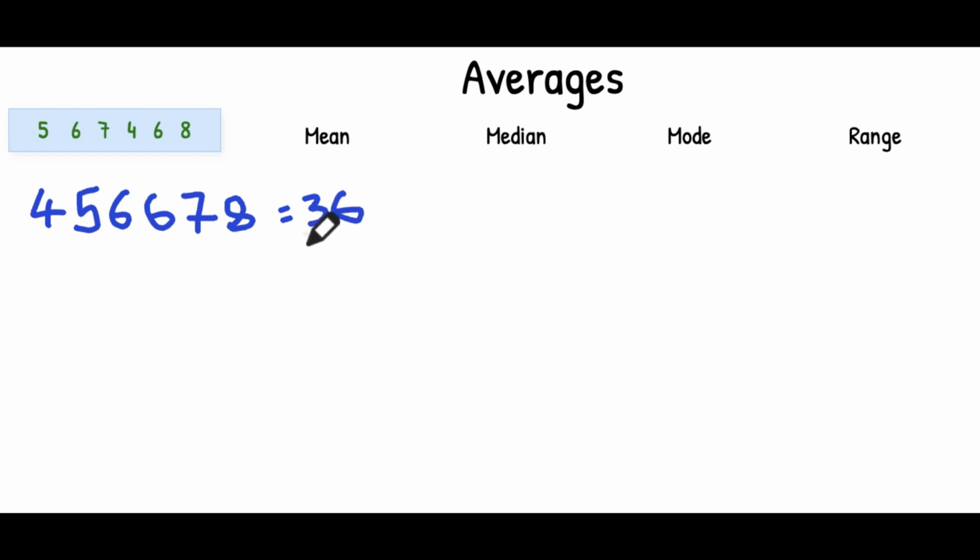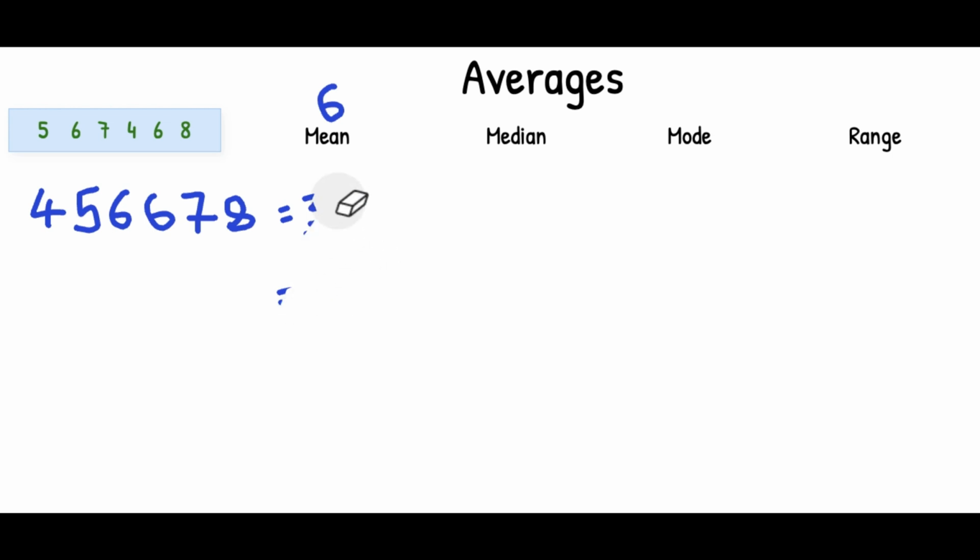So our total there is 36. Then you divide by how many things are in the data set. Here we have 1, 2, 3, 4, 5, 6. So it is 36 over 6, which is a cool 6. So our mean is 6. All right, cool. So now we move on.